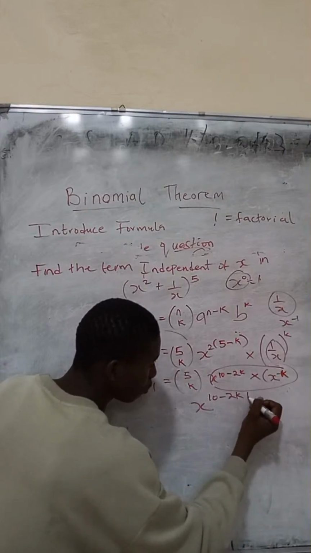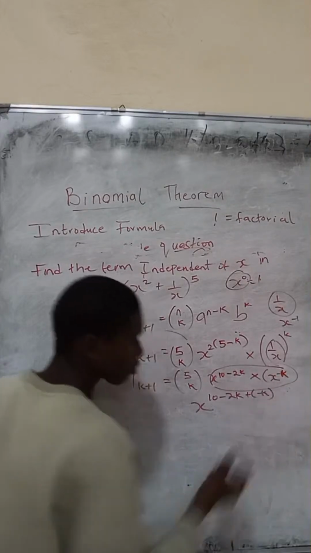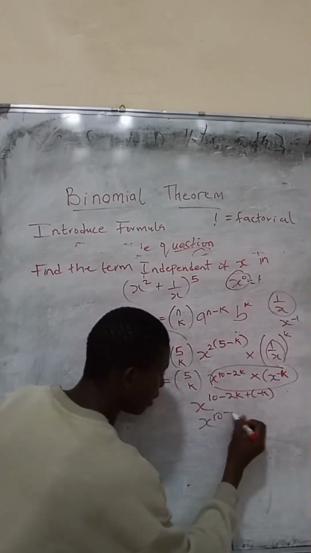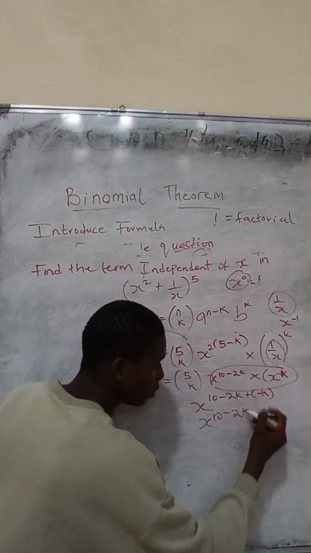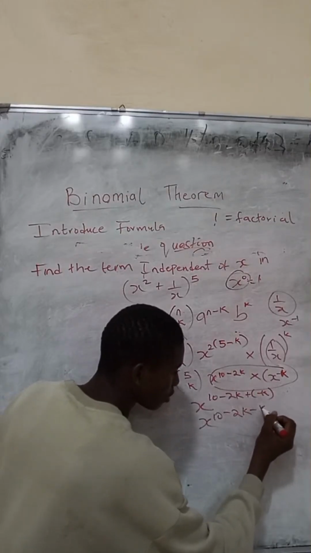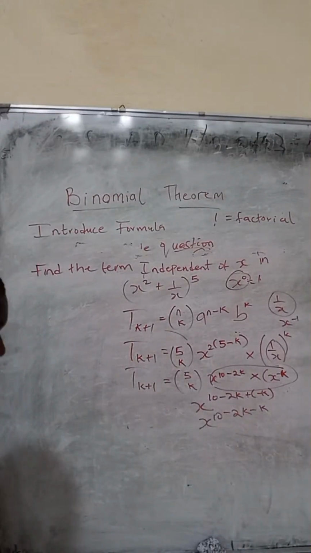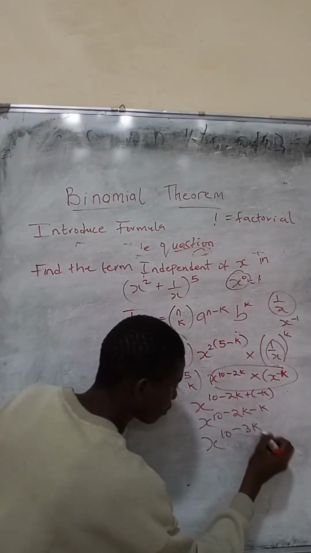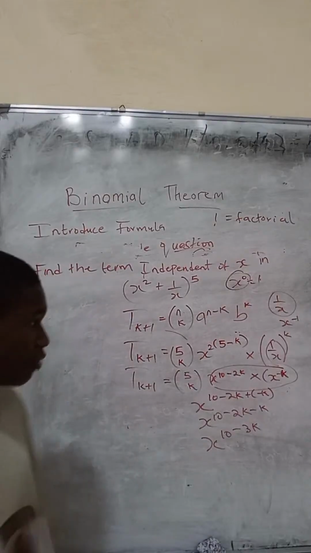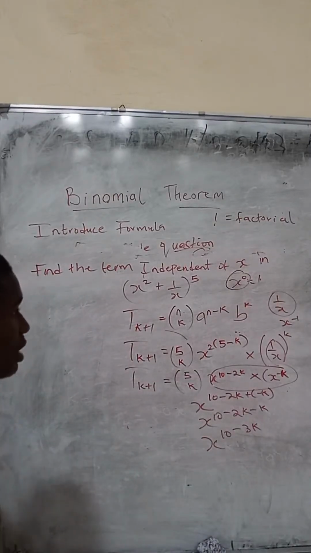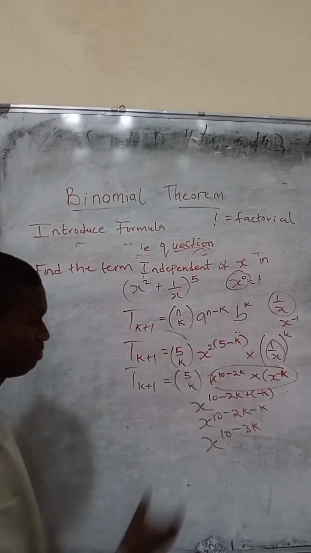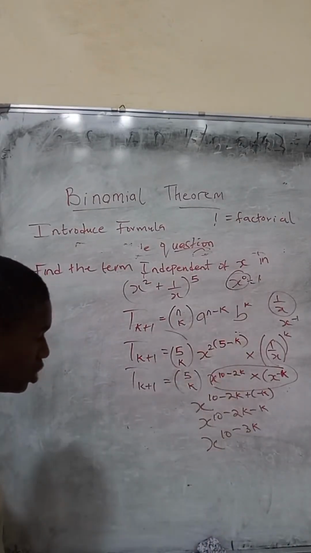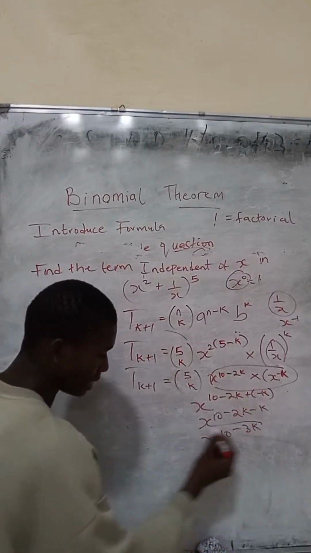Then, if I add minus k, from this place I have my x raised to the power of 10 minus 2k plus minus k, which is minus k. So from this place, I'm going to have x raised to the power of 10 minus 3k. Now, if you remember what I said from the onset, for me to say this is independent of x, then it should be x raised to the power of 0.